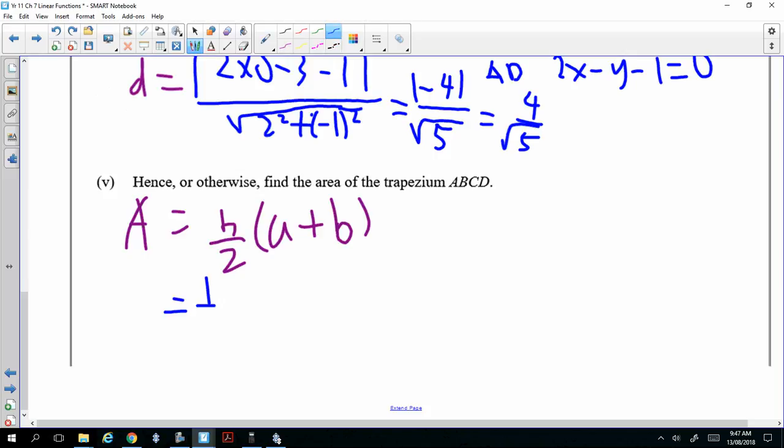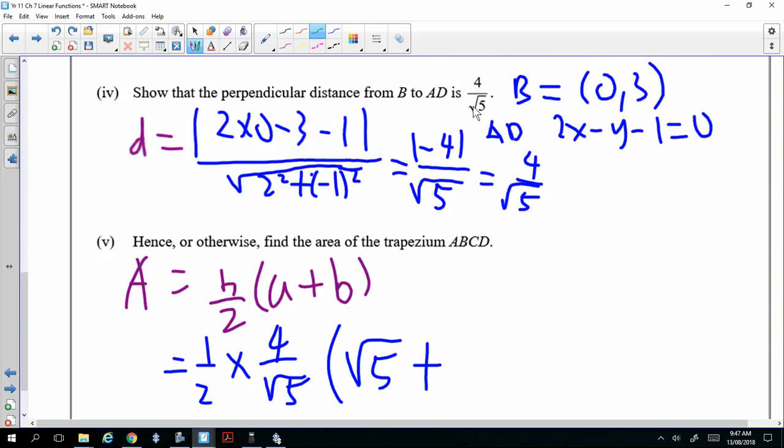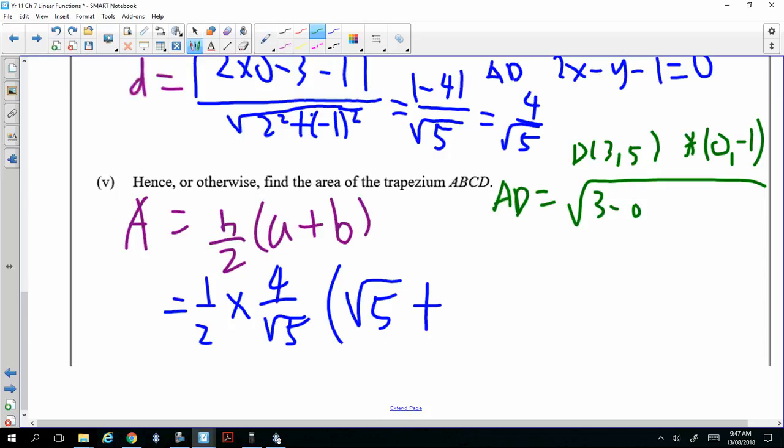Yep. No, just leave it like that. See, even the question didn't rationalize. Okay, let's find the distance AD using the distance formula. So remember what D was? (3, 5). A is (0, -1), and then you find the distance. So you go 3 minus 0 squared plus 5 plus 1 squared. That will be 9 plus 36, root 45. That's the distance from A to D.